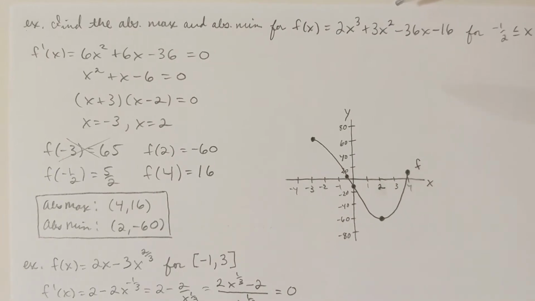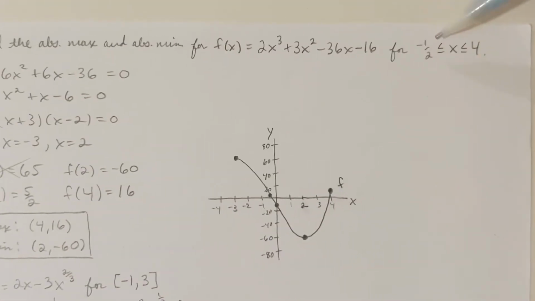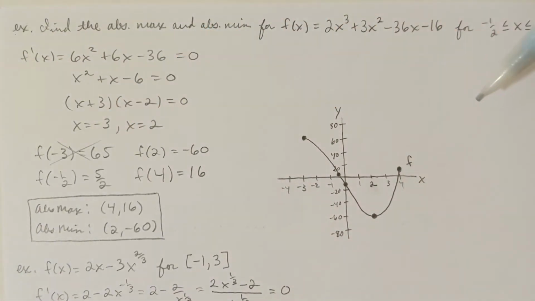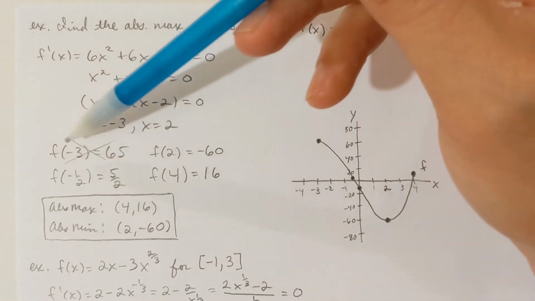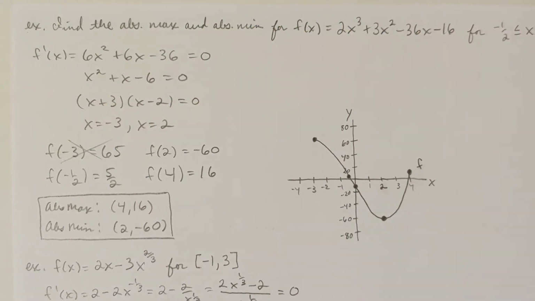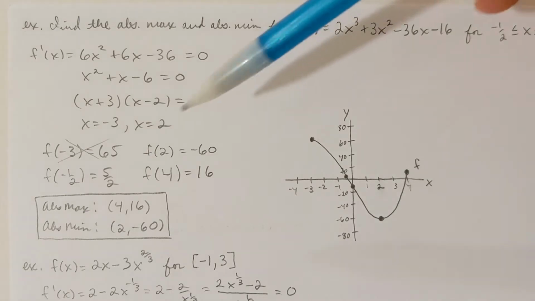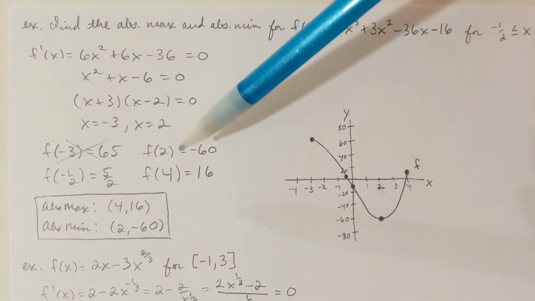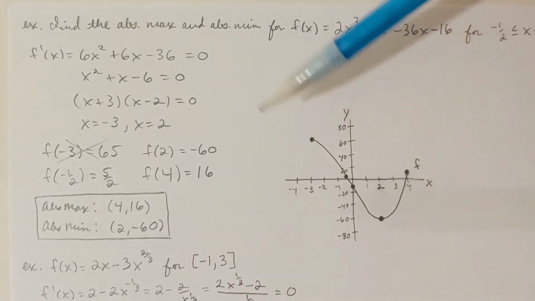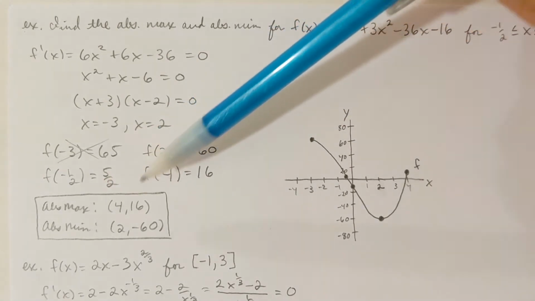All right, now pay attention to the interval that is given to you. I only care about the highest and lowest values on the interval -1/2 to 4. -3 is not in that interval. So this calculation here was actually not necessary. Okay, and I wouldn't give that as an answer because -3 is not in the interval that I'm working on. So it looks like out of the 3 remaining calculations, 16 was the largest output. So that means I'm going to have an absolute max at the point (4, 16).